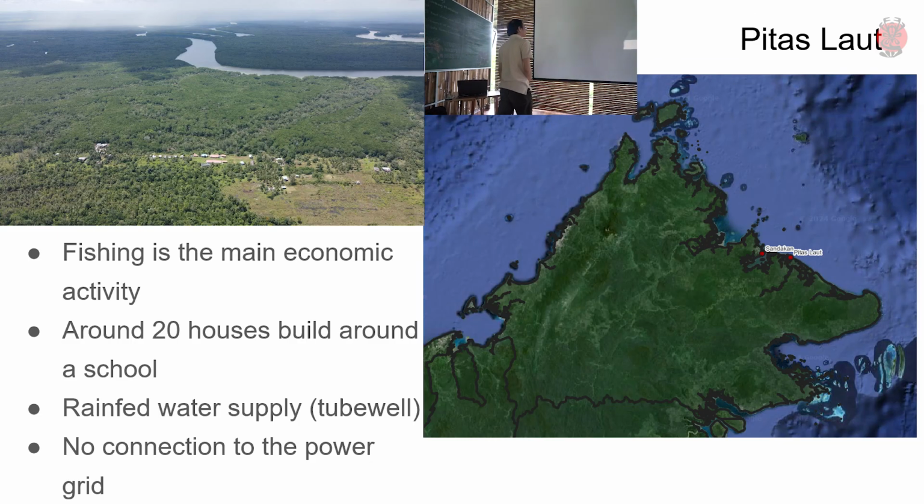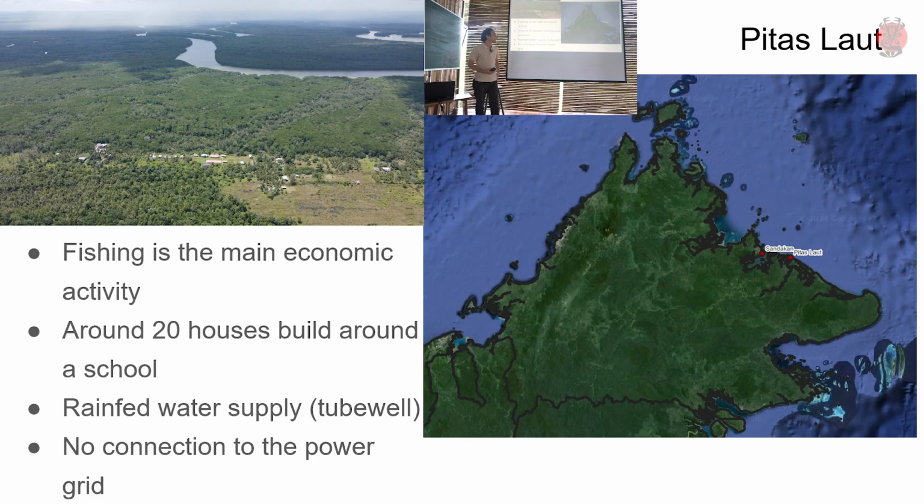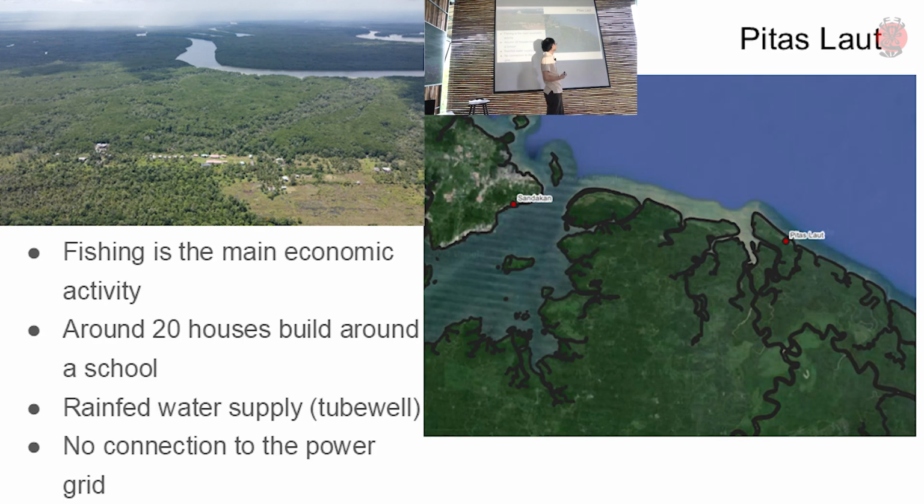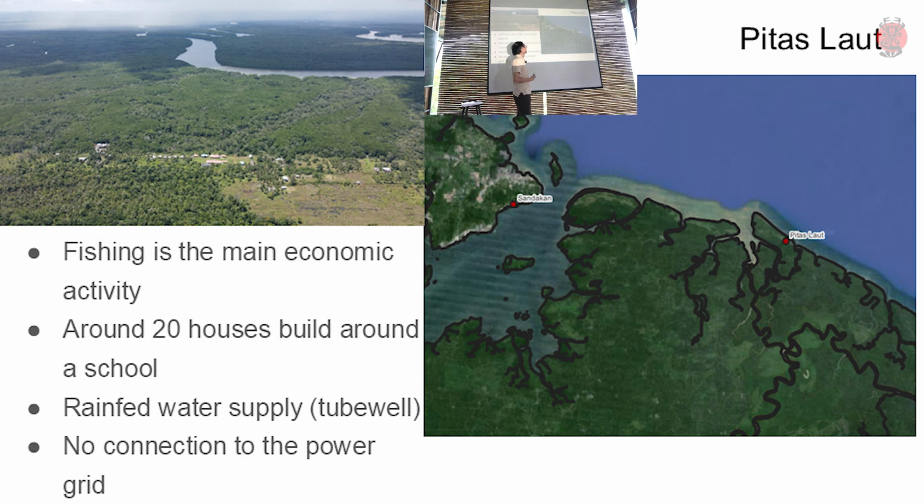Okay, so I'll be presenting now the next 2 locations that we might visit for the valley immersions. It will be small kampungs. The first kampung that we're going to present is Pitas Laut. Pitas Laut is over there around the Sandakan area. You can reach there by boat from Sandakan town. This is mainly a fishing village of around 20 homes.